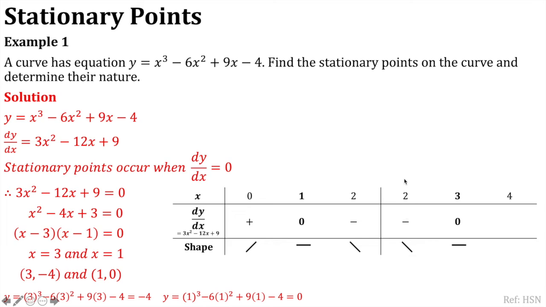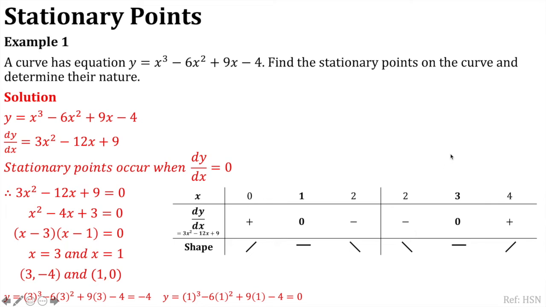Now again, I've repeated my 2 here, so I can just transfer all of that information over here. That's fine. And if I substitute 4 into dy by dx, here, I'm going to get a positive, and the line slopes upwards. So hopefully you can see that the graph would look like this. So we would have a minimum turning point.